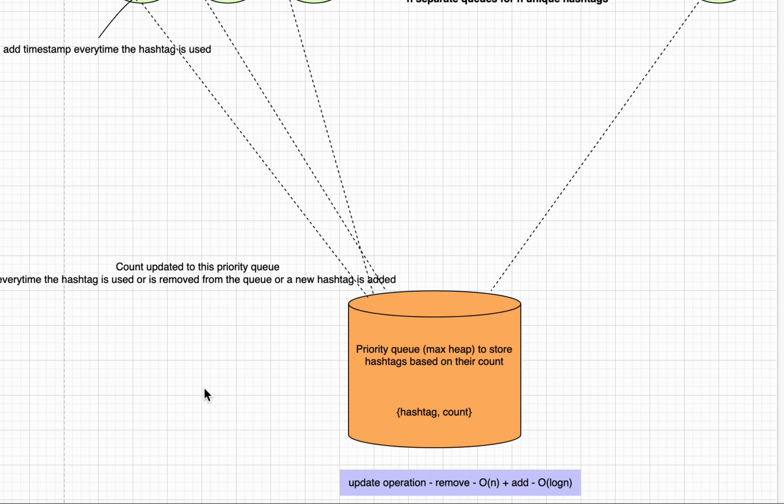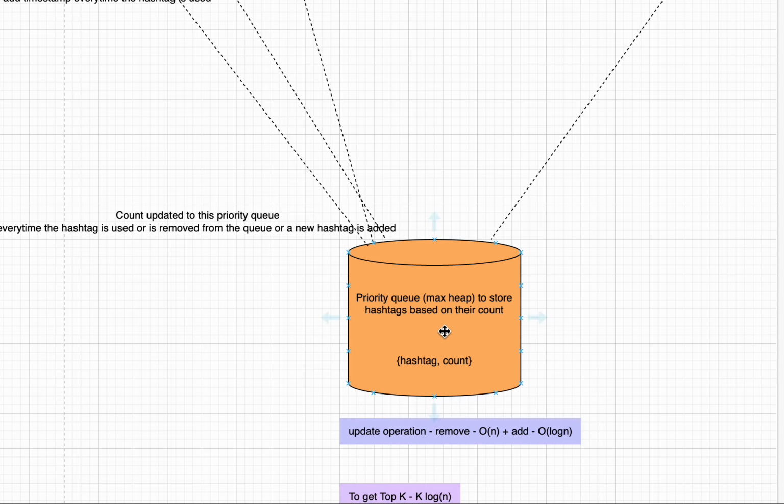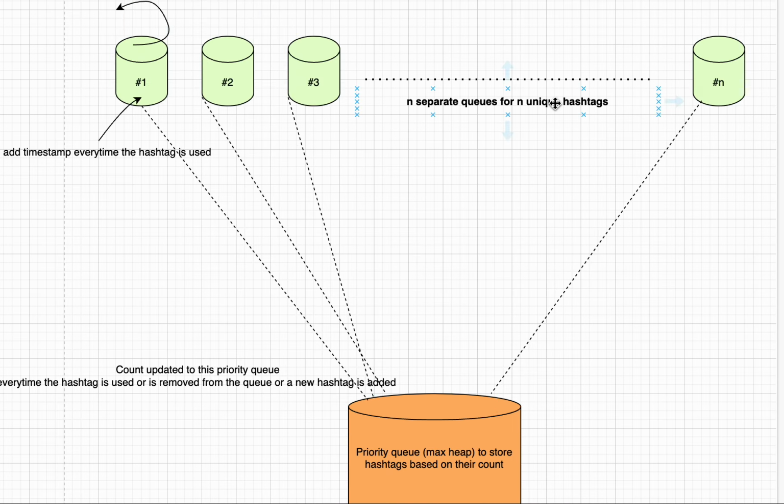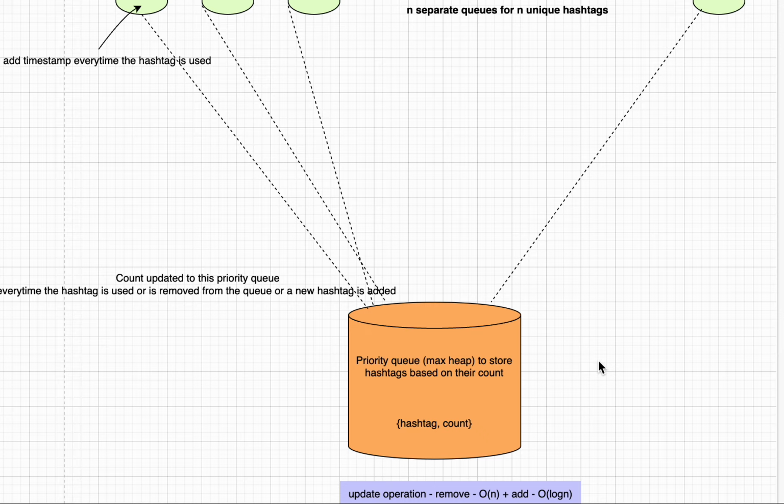Now we'll add another data structure to our design, which is a priority queue. It's going to have the hashtag and its count. The count we get from the queues that we have created. It's a max heap, so that the top of this priority queue will always have the hashtag with the most usages in the last 24 hours.